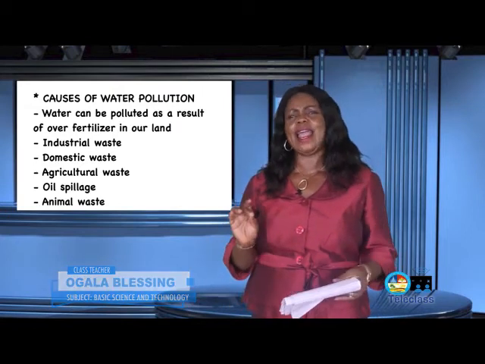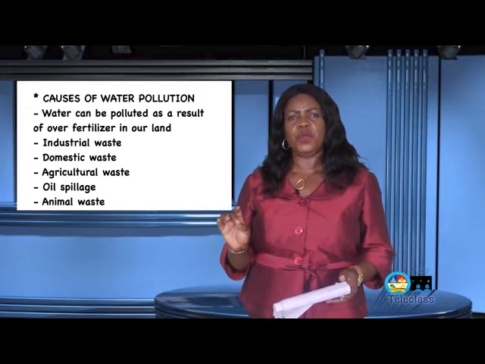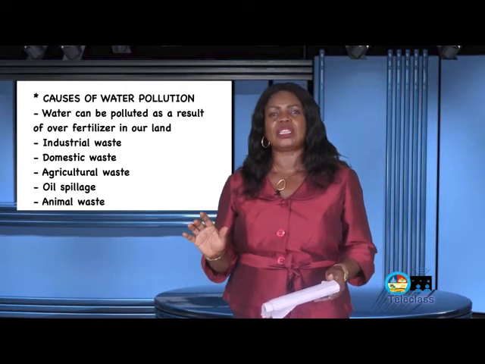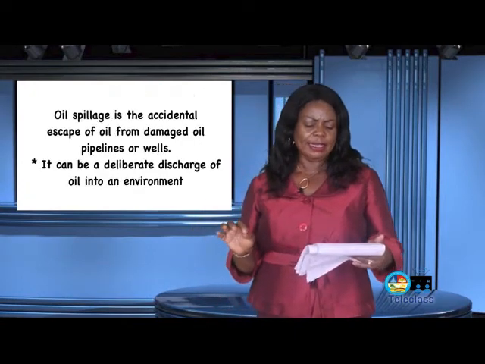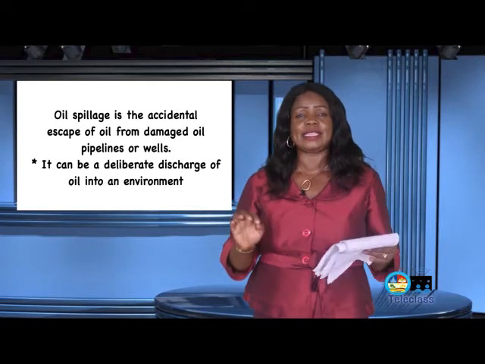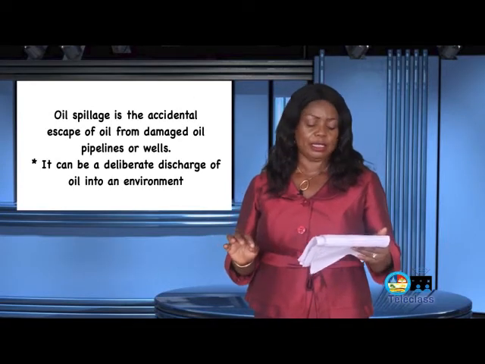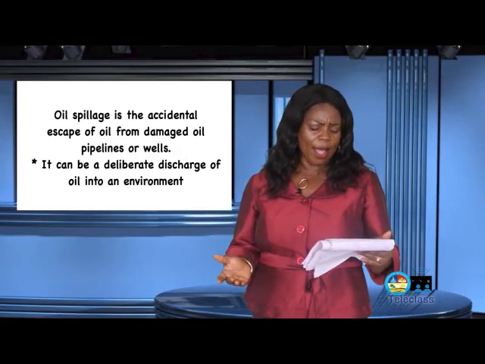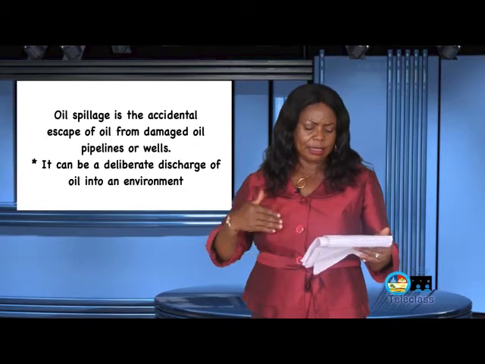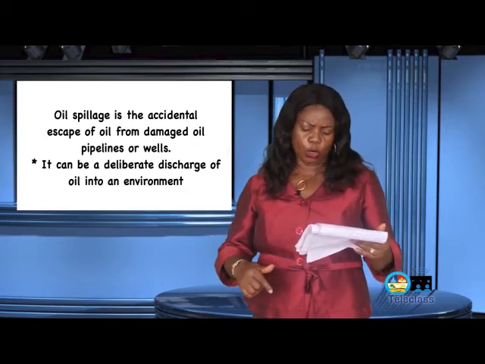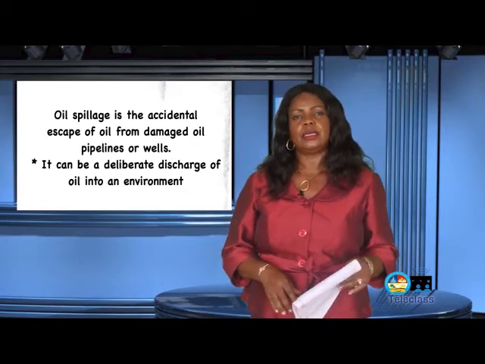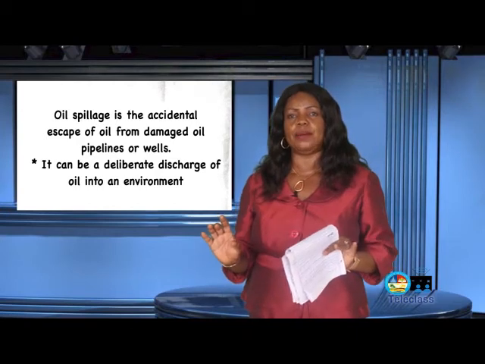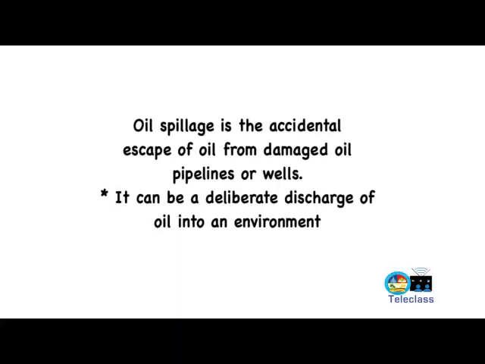And so, like I said earlier on, oil spillage is one of the causes of water pollution. Oil spillage is the accidental escape of oil from damaged oil pipelines, or deliberate discharge of oil into an environment. That is what oil spillage is all about. And so we have the causes of this oil spillage in our lands or soils.